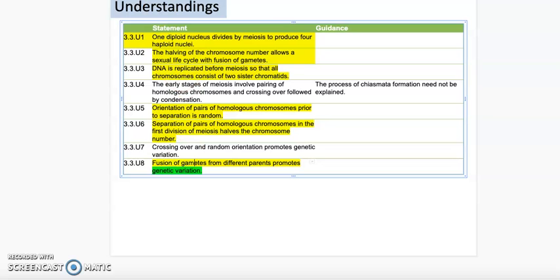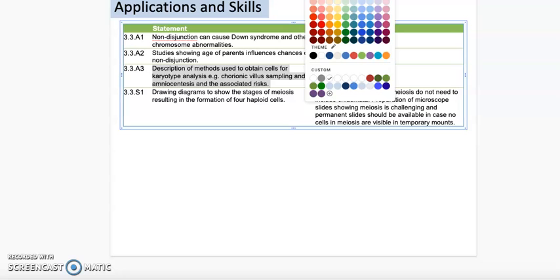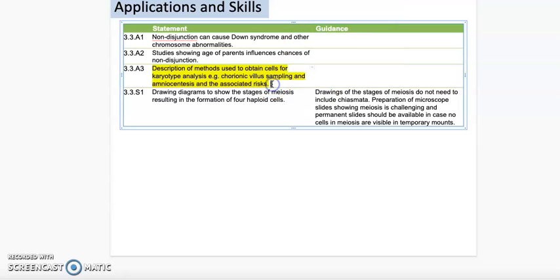Okay, non-disjunction causes Down syndrome. We will get there. Studies showing age of parents influences chances of non-disjunction. We'll get there. Methods to obtain cells. We actually have talked about this. We talked about this in 3.1, right? With chorionic villus sampling and amniocentesis, okay, and associated risks. Drawing diagrams to show the stages of meiosis, resulting formation of the four haploid cells. We somewhat drew this. We didn't draw the stages in detail. We'll get there.